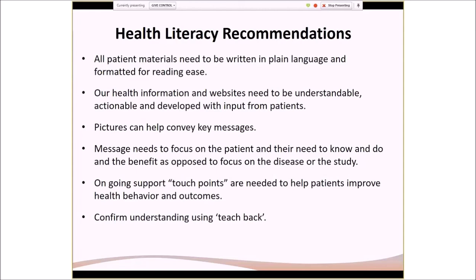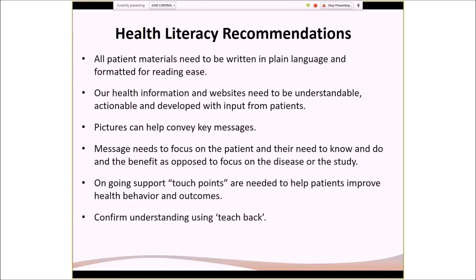Messages need to focus on the patient and their need to know and do and benefit, as opposed to the focus on the disease or the health system. We're working with the Medicaid office now, and sometimes those forms are so bureaucratic, focused on the Department of Health rather than the patient. Ongoing touch points are always helpful.